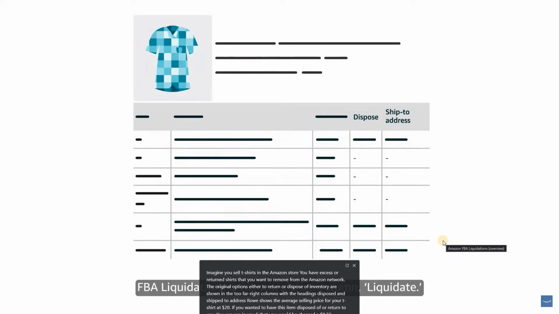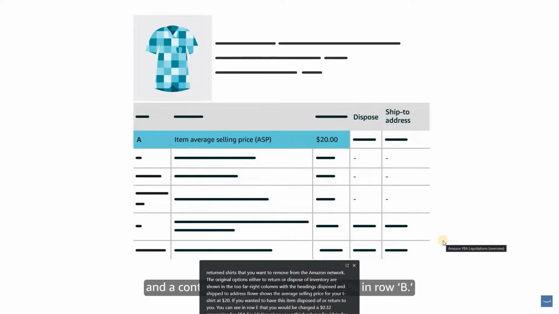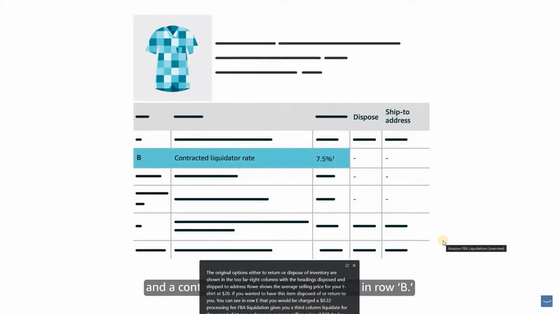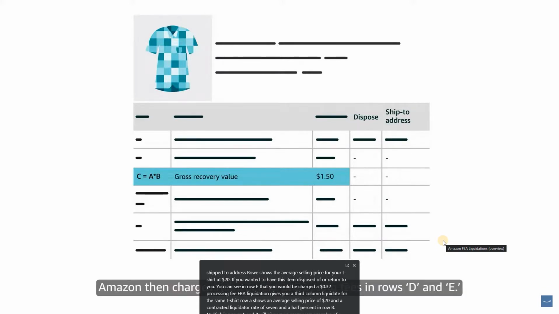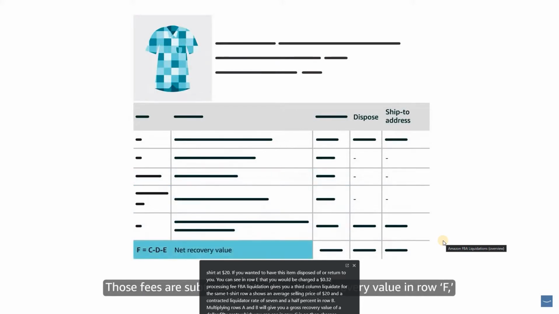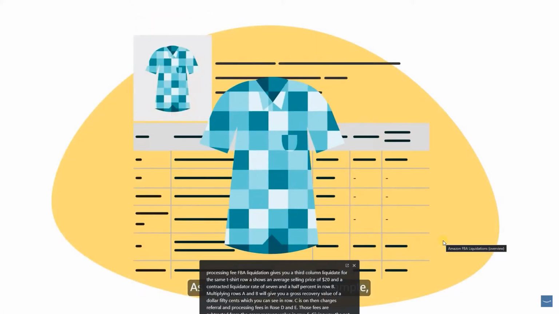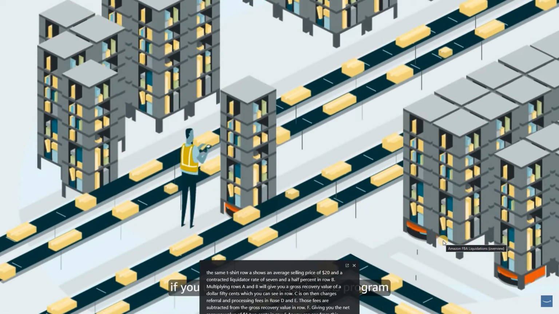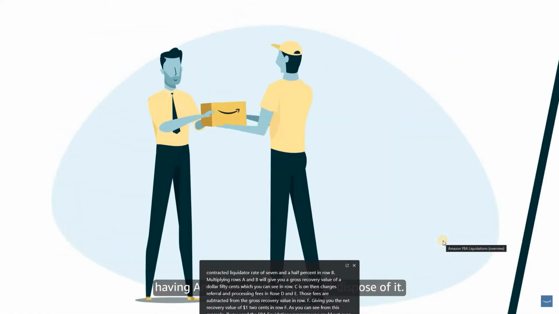FBA Liquidations gives you a third column, Liquidate. For the same t-shirt, row A shows an average selling price of $20 and a contracted liquidator rate of 7.5% in row B. Multiplying rows A and B will give you a gross recovery value of $1.50, which you can see in row C. Amazon then charges referral and processing fees in rows D and E. Those fees are subtracted from the gross recovery value in row F, giving you the net recovery value of $1.02 in row F. As you can see from this example, if you used the FBA liquidations program, you could net over $1 per item by liquidating your inventory, having Amazon return it to you or dispose of it.